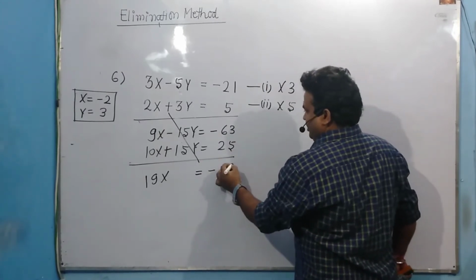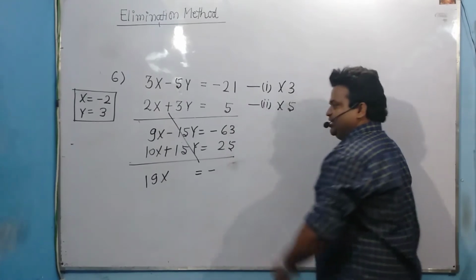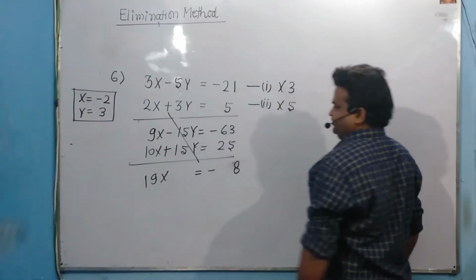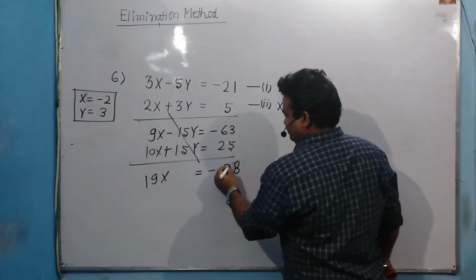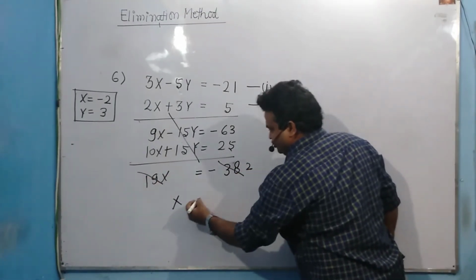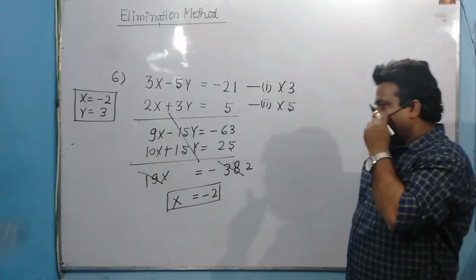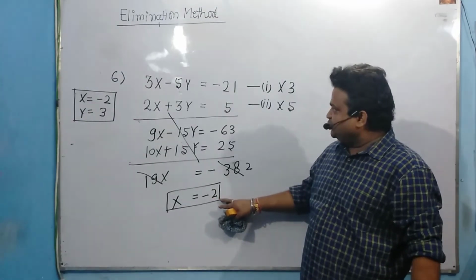13 minus 4 is 9. 13 minus 5, what is 13 minus 5? 8. And this is 5 minus 2, which comes to 3. So what is your x value? My x value is minus 2. Now your x value is minus 2. Now I am going to put this x variable, x equal to minus 2, in equation number 2.